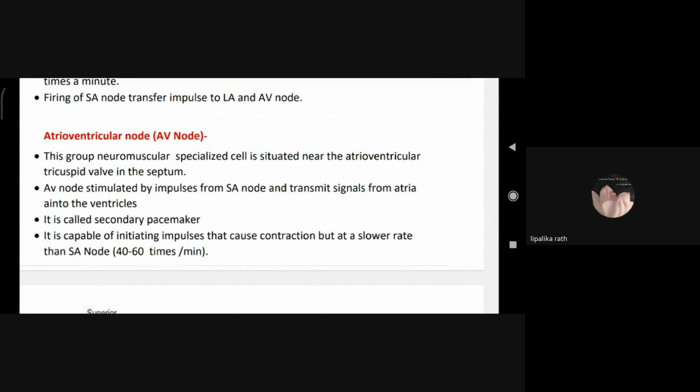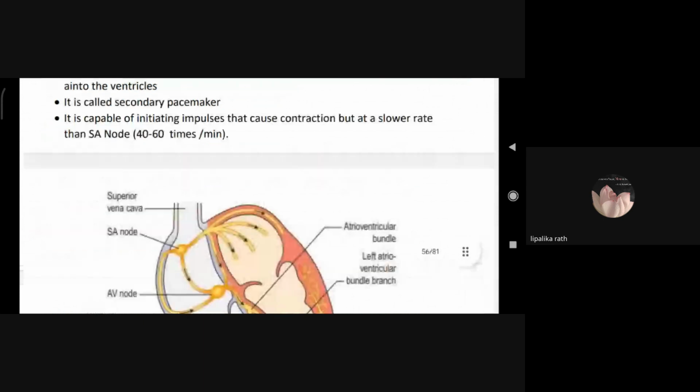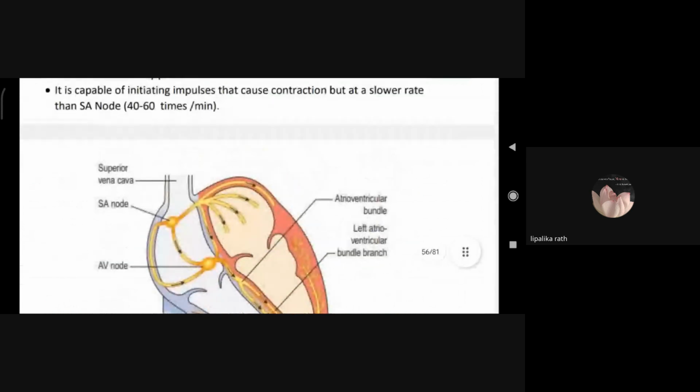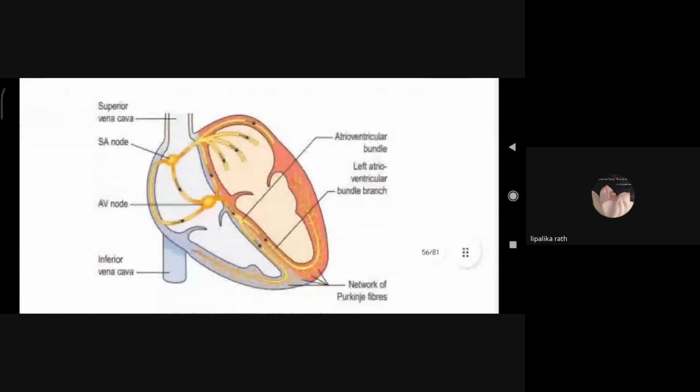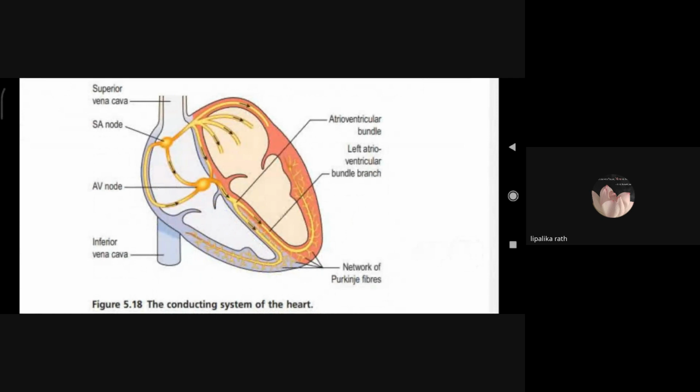In how many contractions per minute? 40 to 60 times per minute. And what was the number for the SA node? It was 60 to 80 for the SA node and 40 to 60 for the AV node.